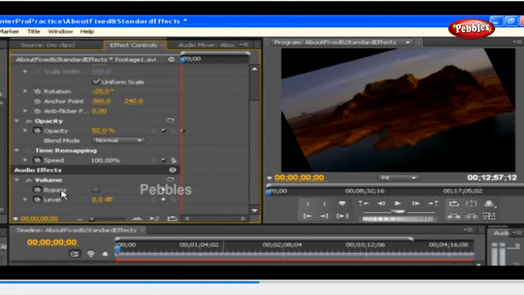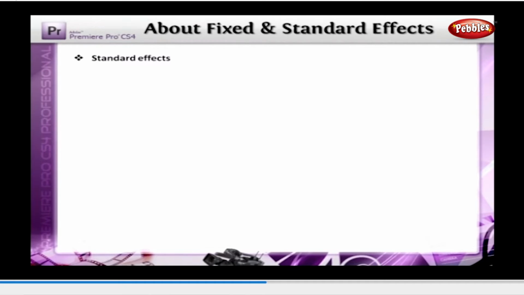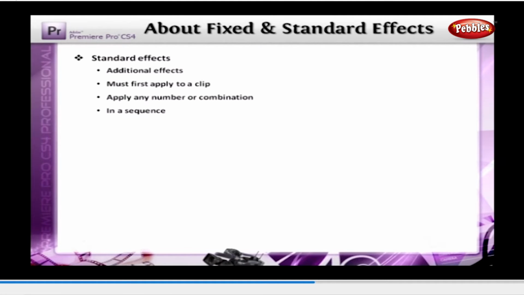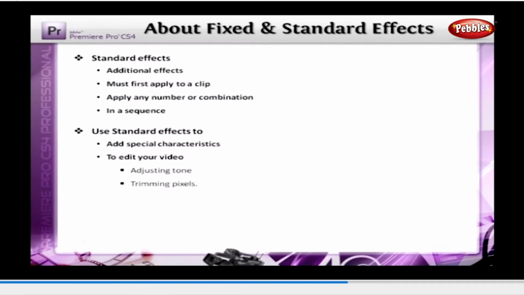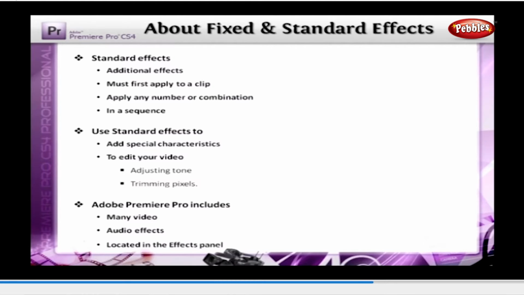Next is standard effects. Standard effects are additional effects that you must first apply to a clip to create a desired result. You can apply any number or combination of standard effects to any clip in a sequence. Use standard effects to add special characteristics or to edit your video, such as adjusting tone or trimming pixels. Adobe Premiere Pro includes many video and audio effects which are located in the Effects panel.